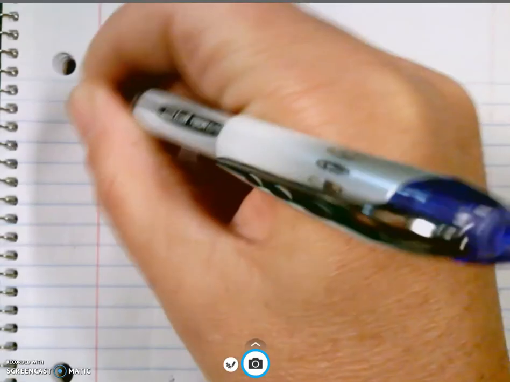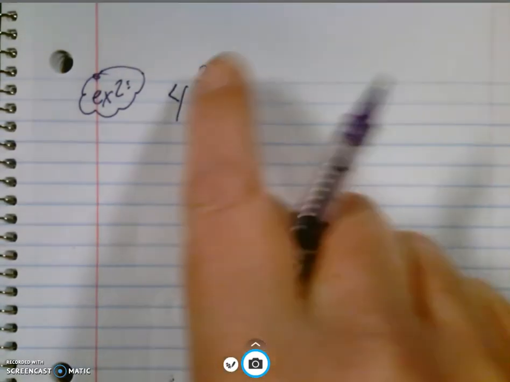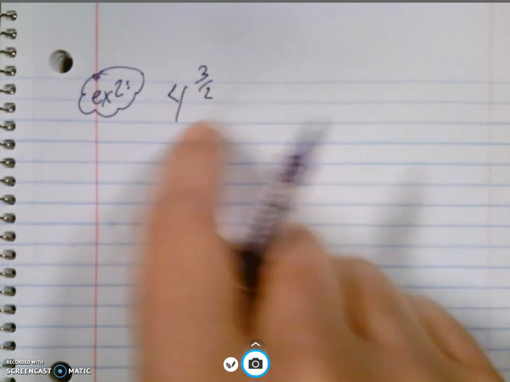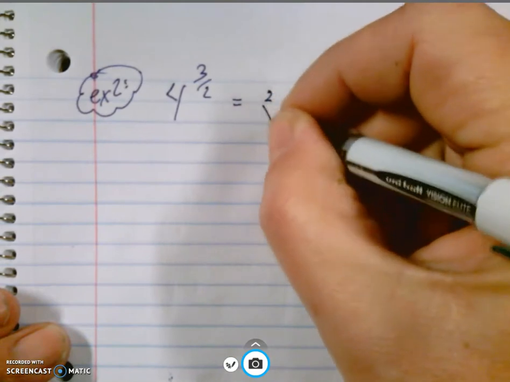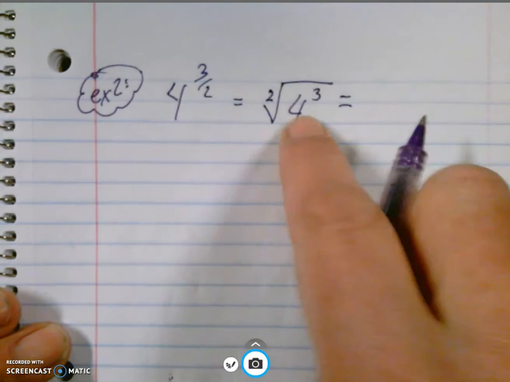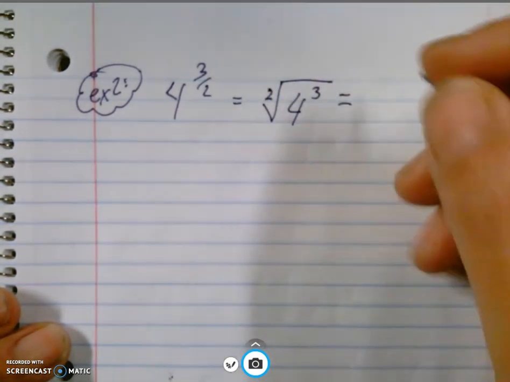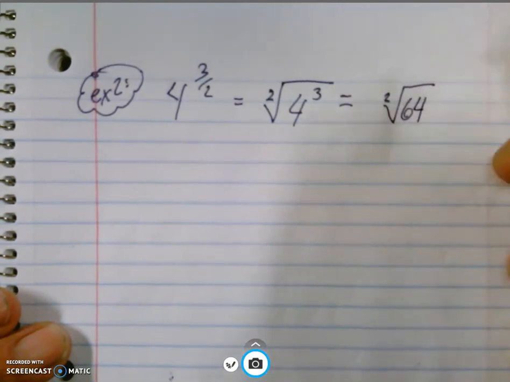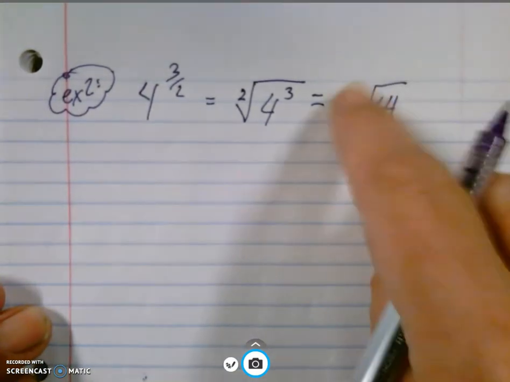Okay, this will be example 2. 4 to the 3 halves. You got to get your brain not to think of it as 4 times 3 halves. It's 4 to the 3 halves, and like I said, there's different ways to do this. That's the square root of 4 to the third. In this case, 4 to the third, I know, is 4 times 4 times 4. It ends up being 64. And I happen to know the square root of 64 is 8, because 8 squared is 64.